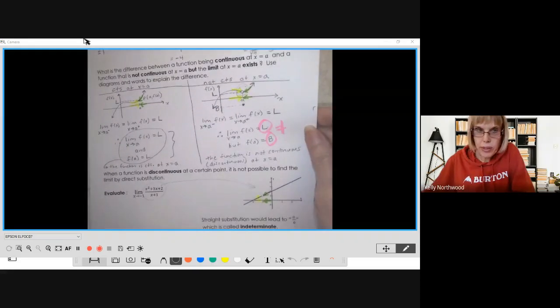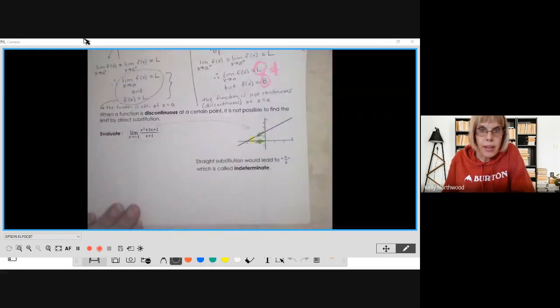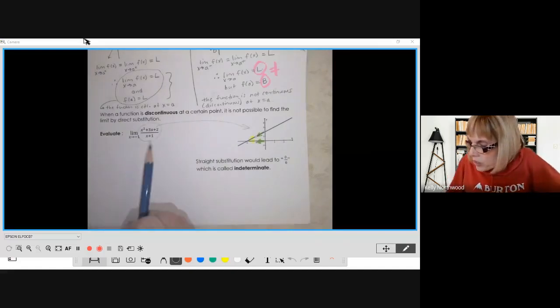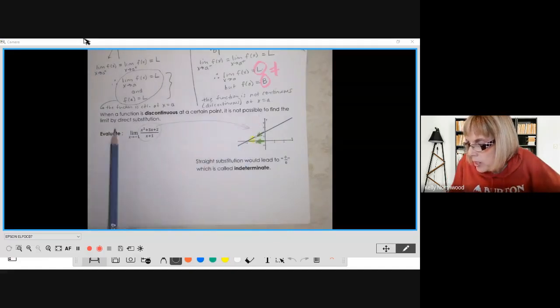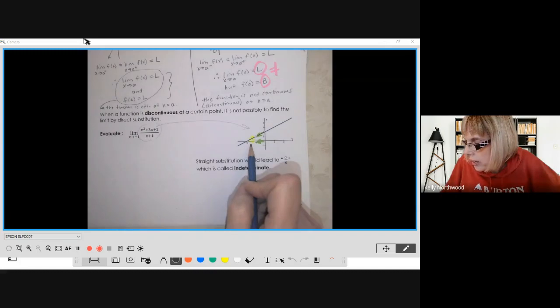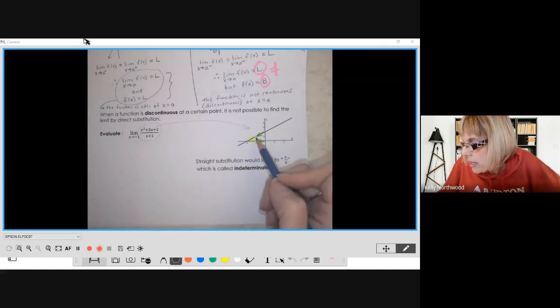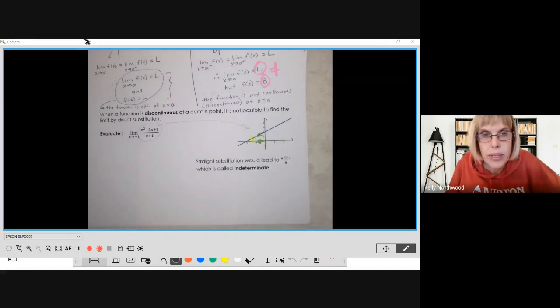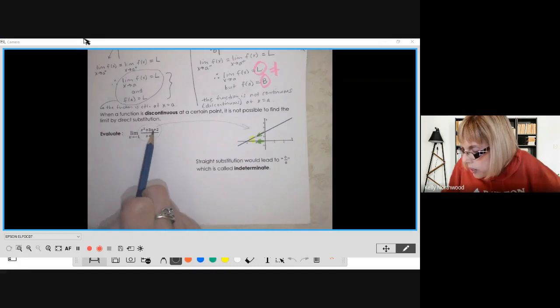All right, so we're going to go on to our next one. When a function is discontinuous at a certain point, it's not possible to find the limit by direct substitution. So here's our prime example. If I were to sub -1, I would immediately get 0 in the denominator, so I can't use substitution. We can see from our diagram why that is: the function is discontinuous at x equals -1. Straight substitution would lead to 0 over 0. If you sub -1 into the numerator, you'd also end up with 0.